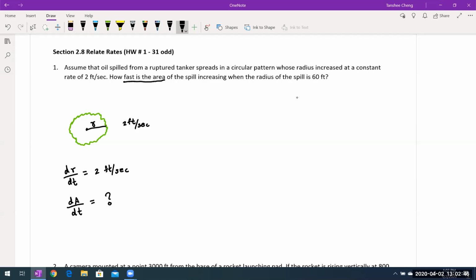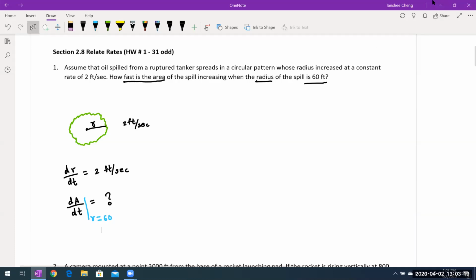So therefore, in the question, it specifically says that we want to find the rate of change, how fast the area is increasing, when the radius is 60 feet. So make sure you write it correctly for later, because we want the rate of change in area with respect to time exactly when the radius is 60 feet. And that's what we want to evaluate in this problem.